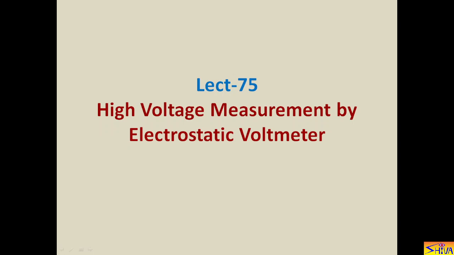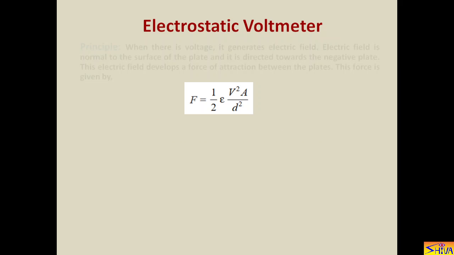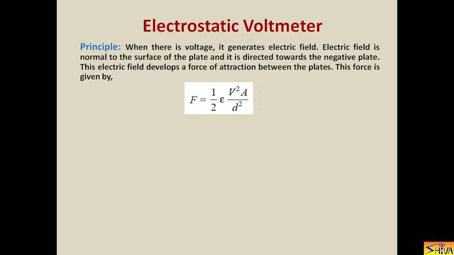The electrostatic voltmeter is useful for measurement of high AC voltage as well as high DC voltage. Now let us see what is the principle in electrostatic voltmeter. When there is voltage, it generates electric field. Electric field is normal to the surface of the plate and it is directed towards the negative plate. This electric field develops a force of attraction between the plates, and this force is given by equation F is equal to half epsilon V square into A divided by D square.